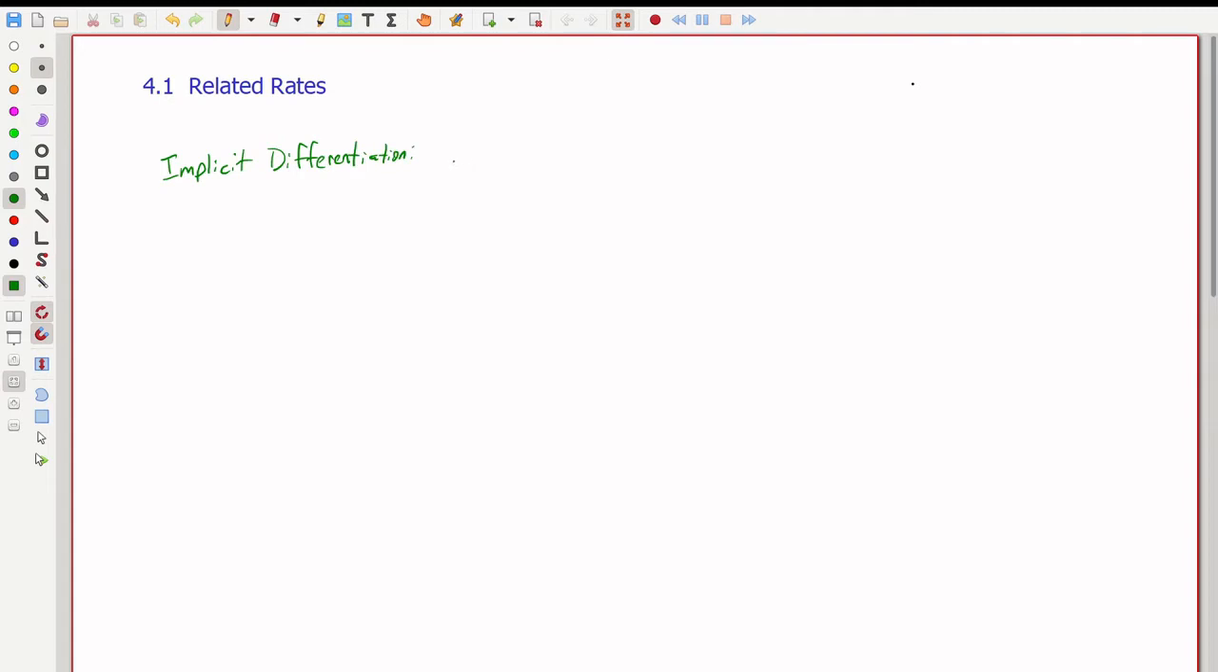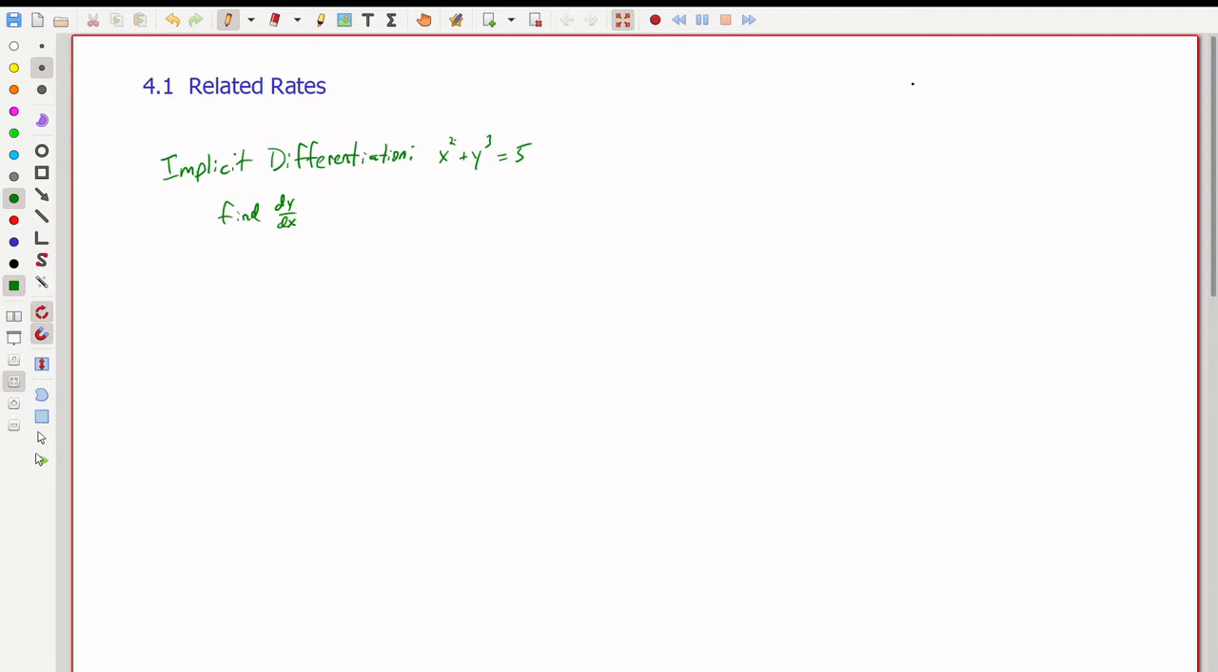With implicit differentiation, what we were looking at was an equation that typically had a mix of x's and y's, and we wanted to find the derivative of y with respect to x. So to give you an example, if we had something like x squared plus y cubed equals 5, and I wanted to find dy/dx, we're treating y as a function and x as a variable.